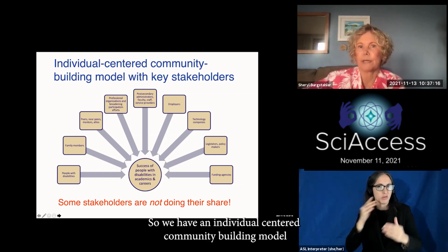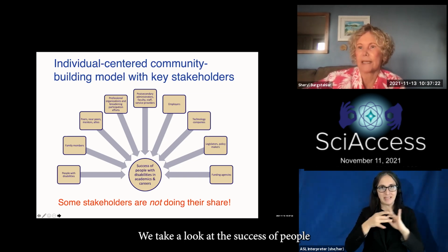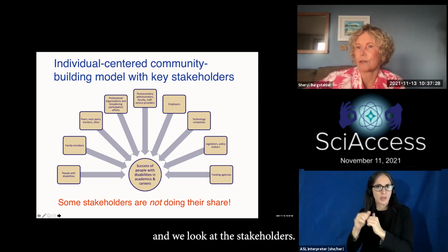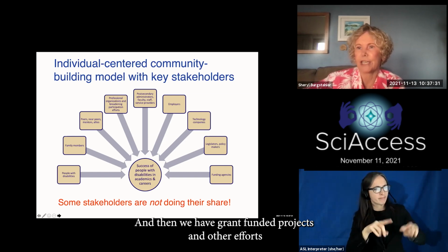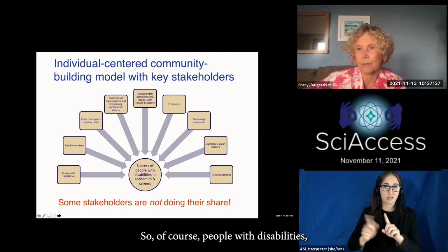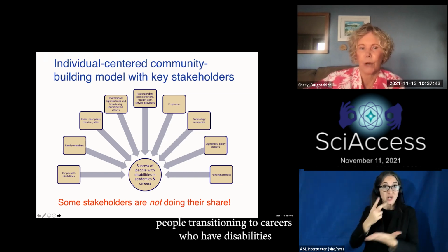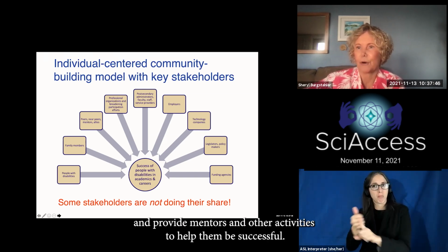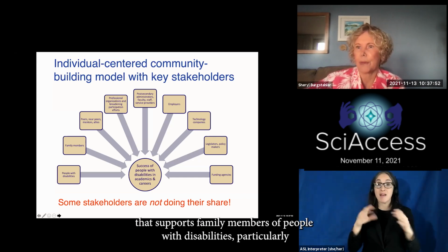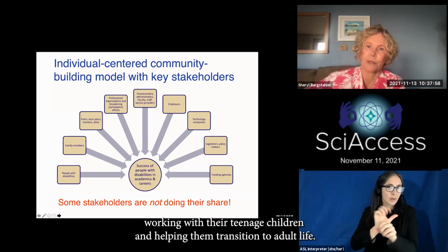So we have an individual-centered community building model as far as our DO-IT Center. We take a look at the success of people with disabilities in academics and careers. And we look at the stakeholders. And then we have grant-funded projects and other efforts that deal with issues related to that stakeholder group. So of course, people with disabilities, we work with teenagers and college students, graduate students, people transitioning to careers who have disabilities, and provide mentors and other activities to help them be successful. We have a group that supports family members of people with disabilities, particularly family members working with their teenage children and helping them transition to adult life.